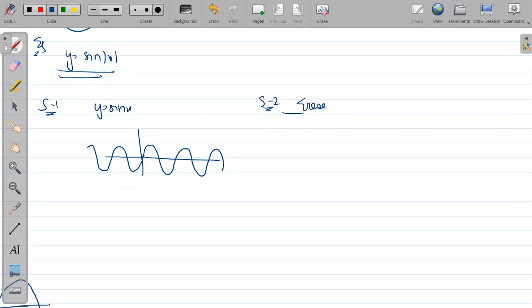Erase. Is there any negative x part present? Yes, sir, it is present. So erase that negative part. If any negative part is present, you have to erase. So after erasing, what will you get? This part is the negative x part. So after erasing, we are getting this only.